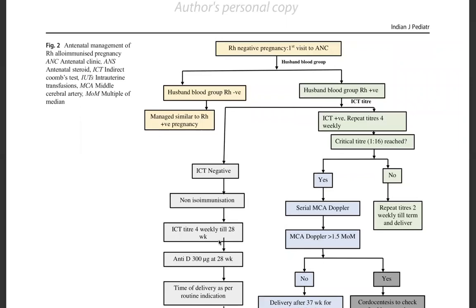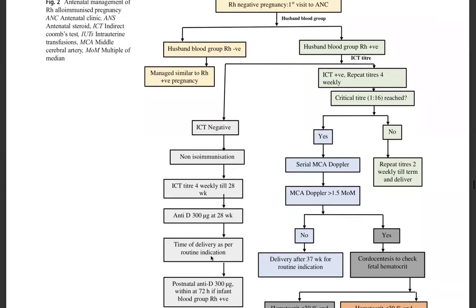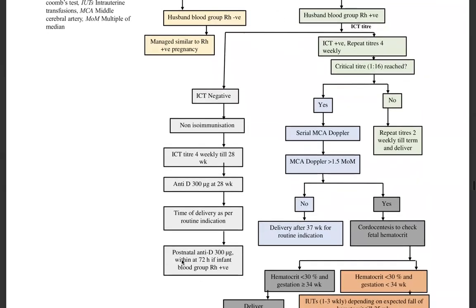If she is positive, then don't give anti-D here. Already she is isoimmunized, it will not protect. Then time of delivery is as per routine indication. And postnatally, if the baby is Rh positive, then only you give anti-D. The most important workup after the baby is born is the blood group of the baby.